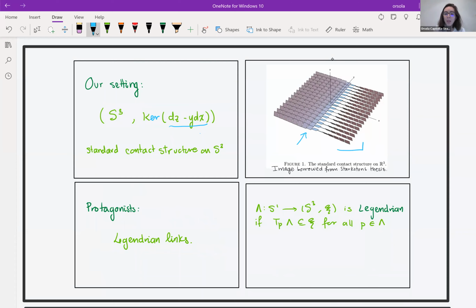Our protagonists are Legendrian links, and these are links, so embeddings of S1 into S3 with the standard contact structure, so that their tangent vectors are always contained in the contact planes. So we want something that is going around and the tangent vector is contained in the plane.